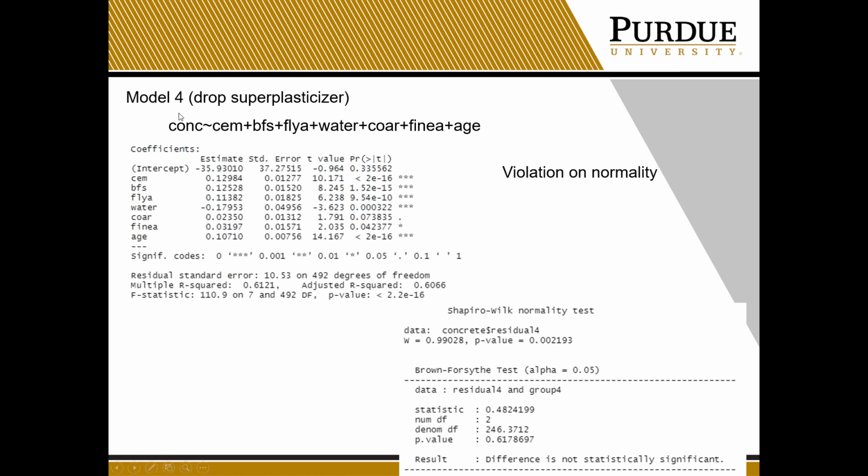Then the next model, based on the best subset analysis, we try to drop superplasticizer. The model is like this. Based on the summary reports, we see that all variables are significant. And then by checking the assumptions, we see now that the normality check is still not passed, but we have equal constants.